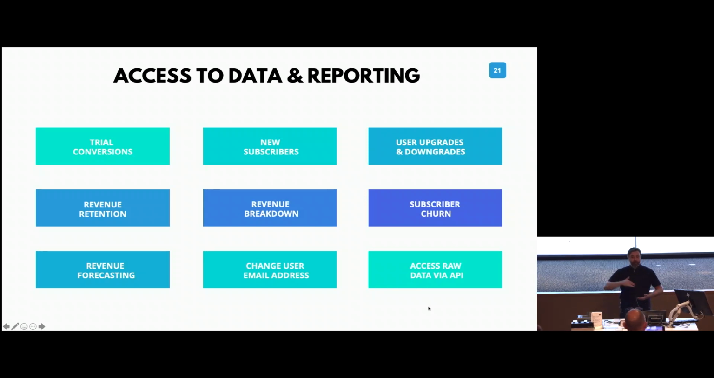How many subscribers are moving up and down? What kind of revenue retention are you managing? What kind of revenue breakdown? There's a difference between the two. Subscriber churn, I can't emphasize this enough, should be around 10% or so, but in some instances 24%. Revenue forecasting. And accessing raw data via the API, because that way you can create your own custom reports, which can be very handy, particularly when you might want to work with a data scientist.